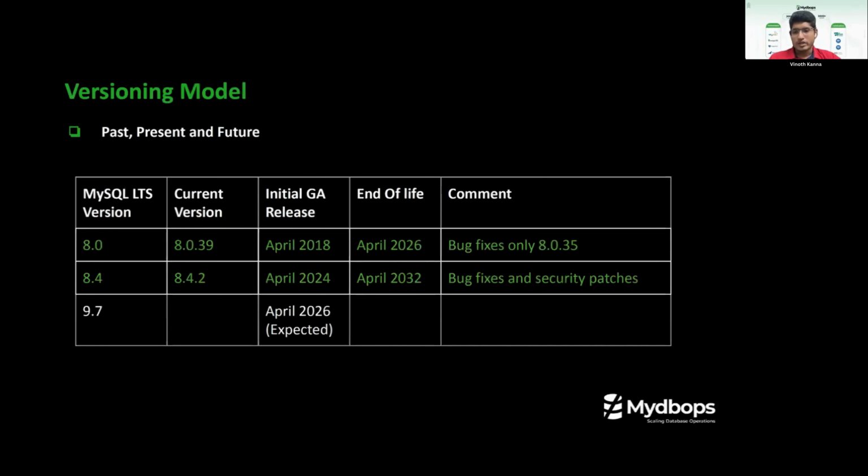Here are the current major versions that we have in MySQL, that is LTS versions. We have 8.4, and the current version of the same is 8.0.39. And the end of life of 8.0 will be in April 2026. When 8.0 reaches the end of life, we are going to get a new LTS release, which is 9.7.